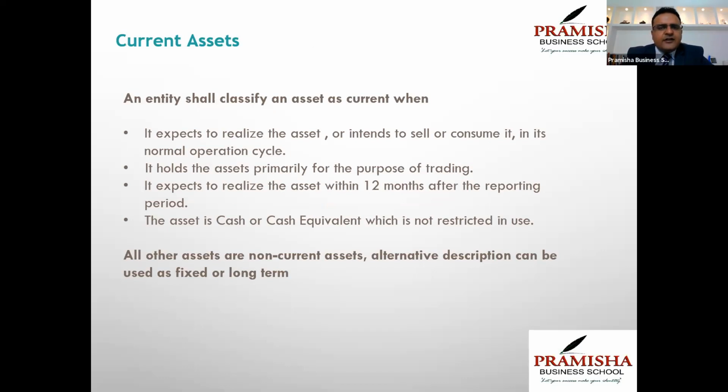An entity can classify any asset as current if they believe that it is going to be realized within 1 year, that is in a span of 12 months. You intend to sell it, consume it in the normal operating cycle. You're holding it primarily for the purpose of trading, and it is equivalent to cash.